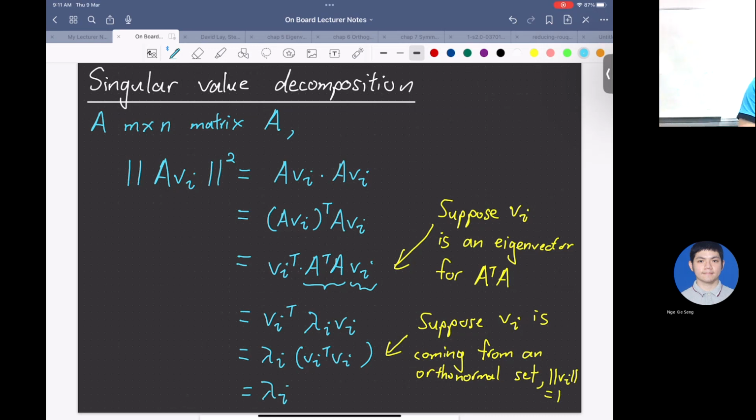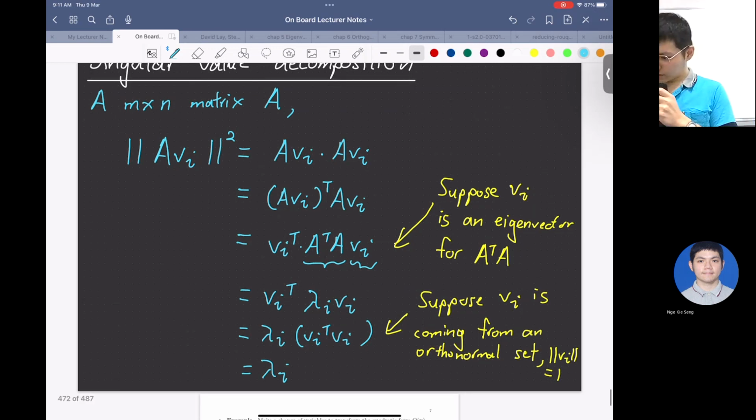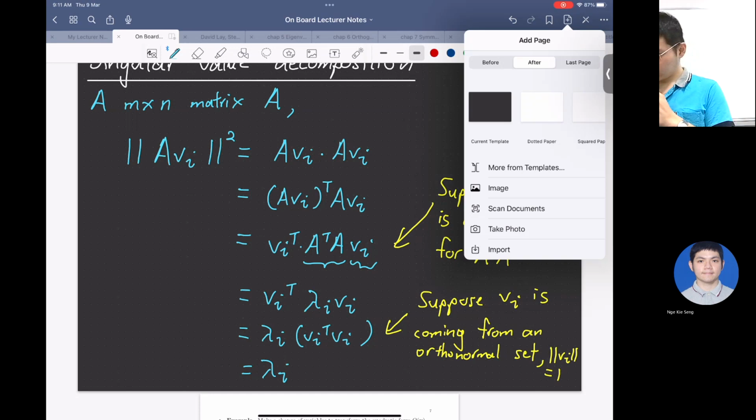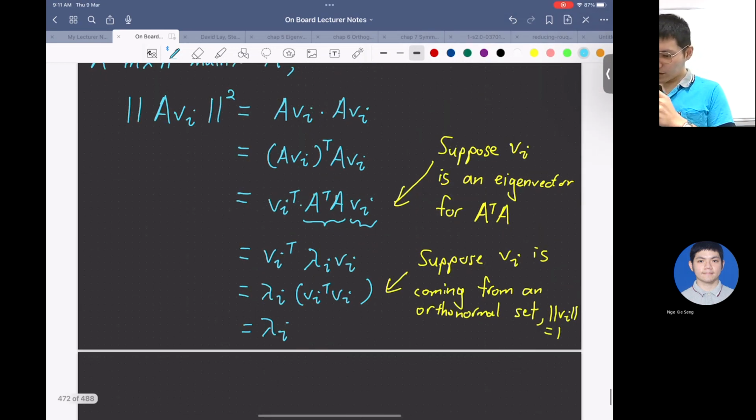Okay, makes sense? So what are we going to do with this? First, let's make a name for this lambda_i. If we take square root on both sides, we see that the length of A v_i is just the square root of lambda_i.